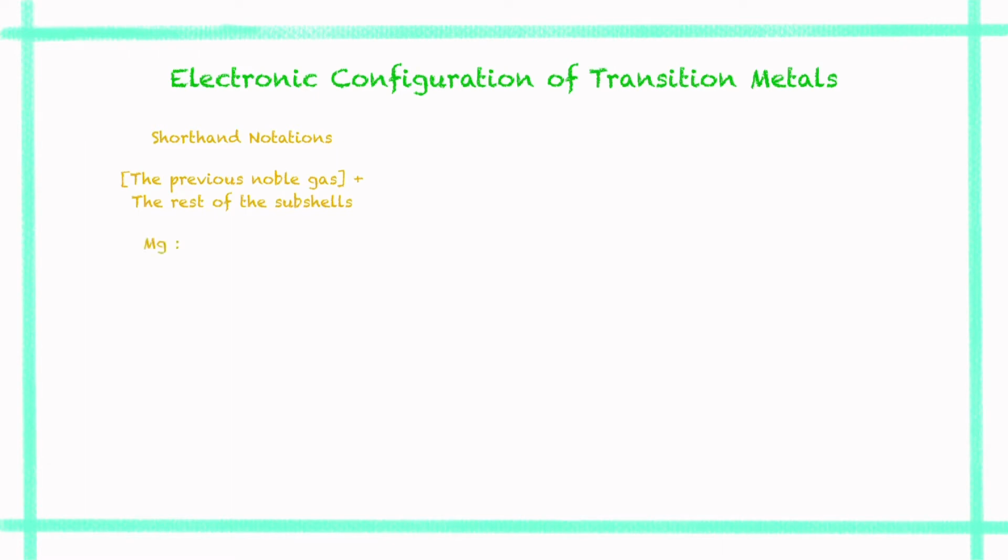Using magnesium as an example, this is its electronic configuration: 1s2, 2s2, 2p6, and 3s2. Its shorthand notation is brackets neon 3s2. It's quite easy to understand. If we look at the configuration of neon, which is 1s2, 2s2, 2p6, the shorthand notation is basically substituting the subshells with an element. Understanding the shorthand notation can save a lot of energy writing all the subshells and only focus on the subshells at the most outside principal quantum shell.